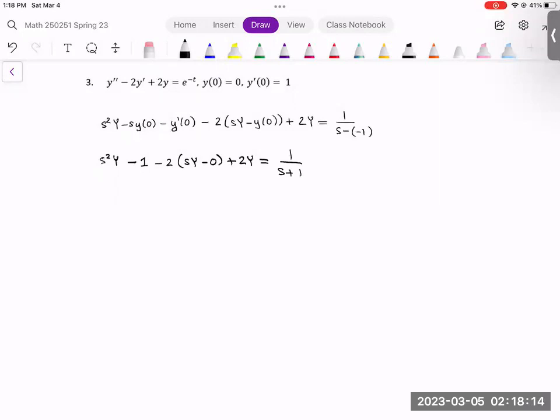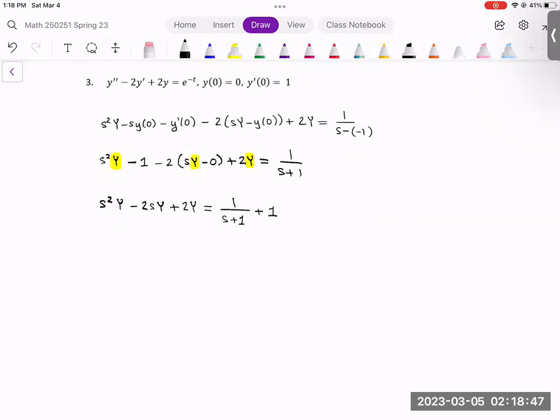All right. Things that have Y in them, we're going to keep on one side. Everything else will go over to the other side. So this is s squared Y minus 2s capital Y plus 2 times Y. And this is going to be equal to 1 over s plus 1 plus 1. Okay.